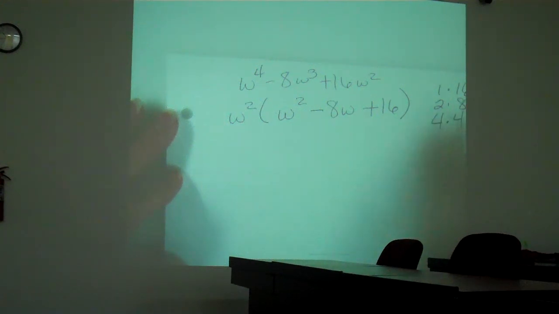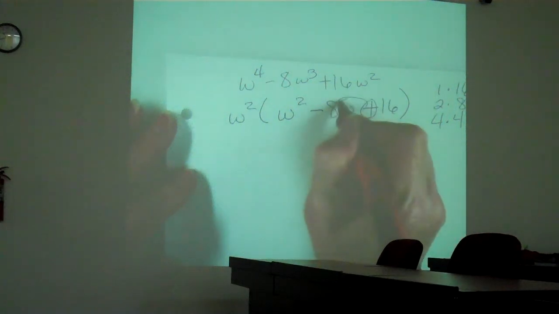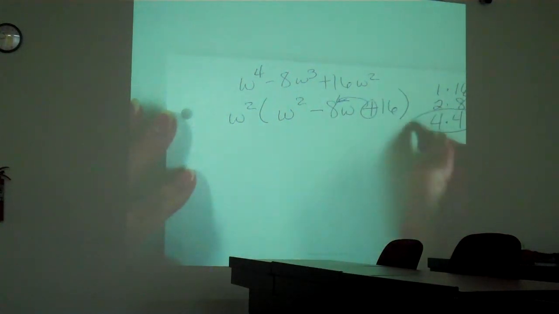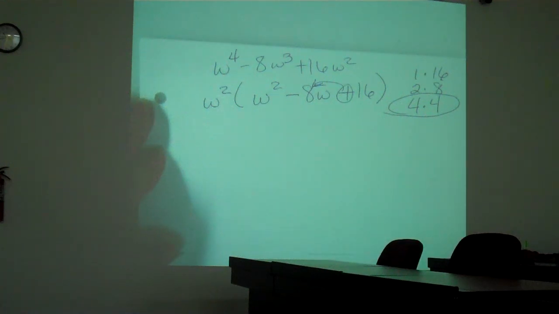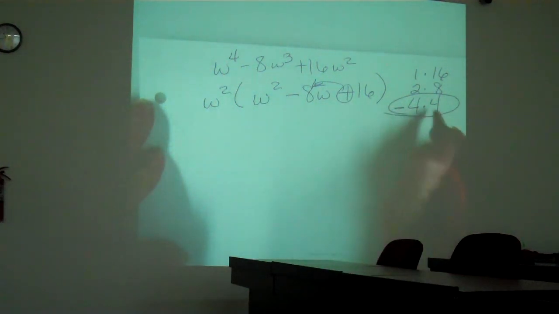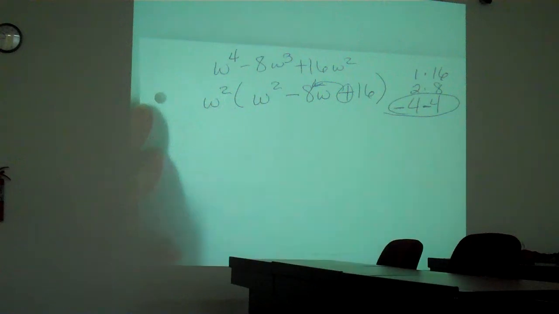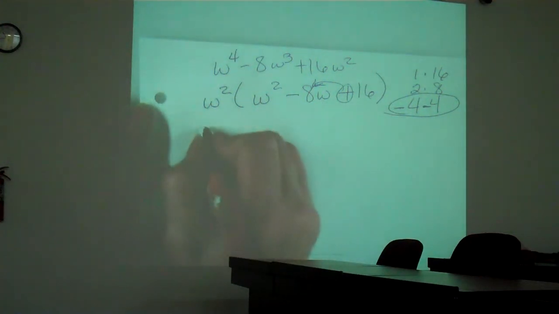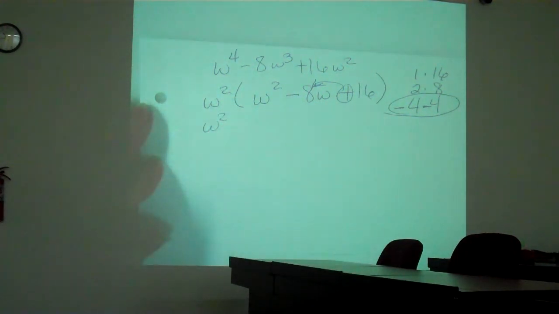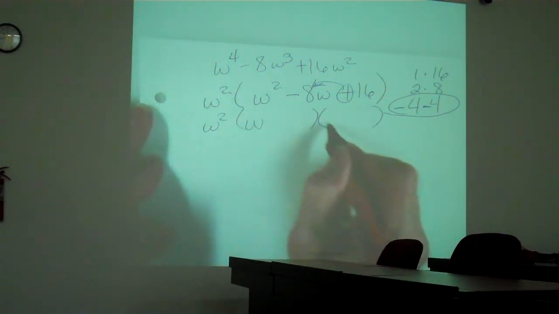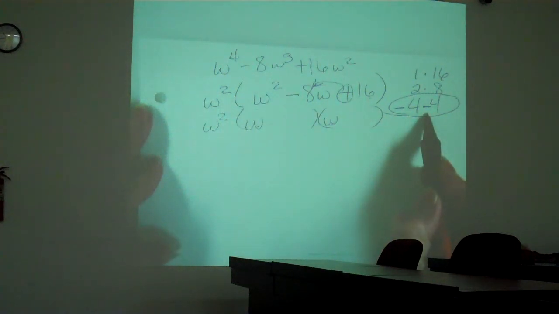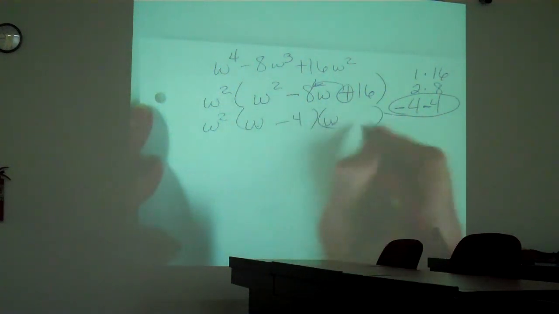4 times 4. You have to add to give you 8, so it's 4 and 4. We need a negative 8, right? So it's a negative 4 and negative 4. Leave our w squared in front of it. They'll both start with w. And it's going to be negative 4 and negative 4.